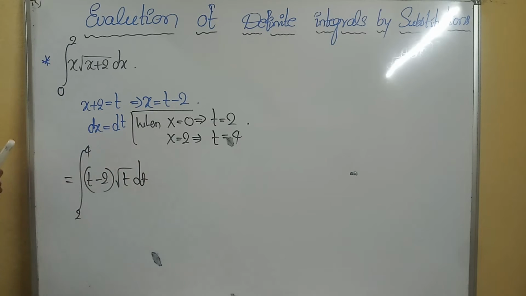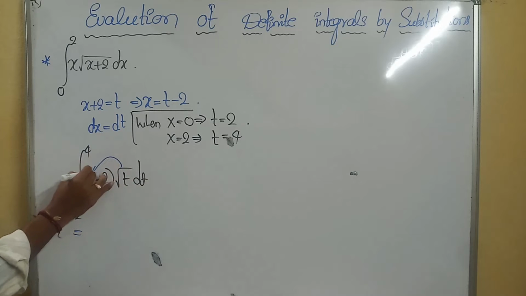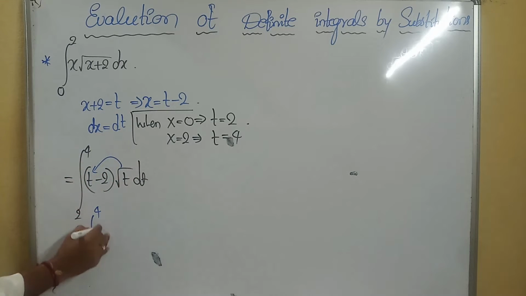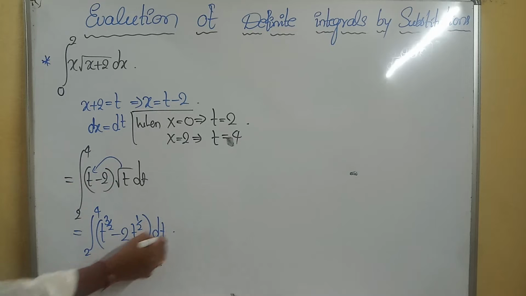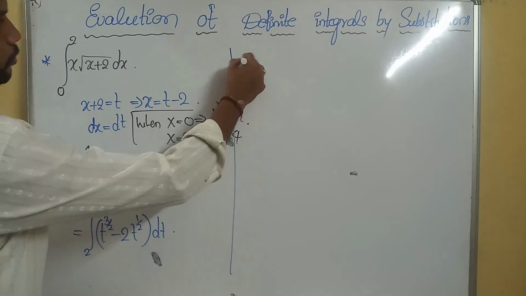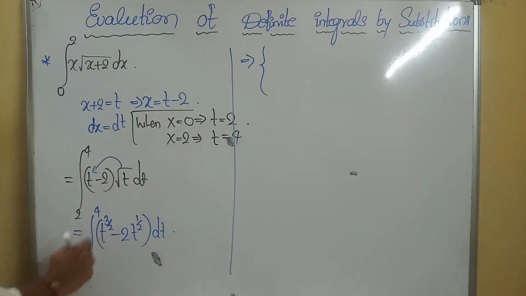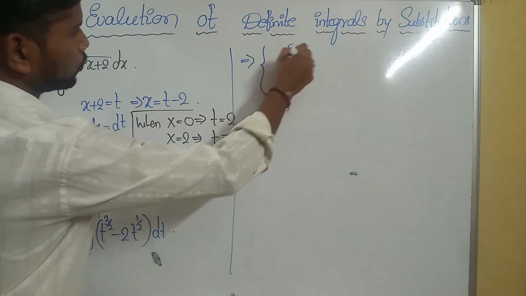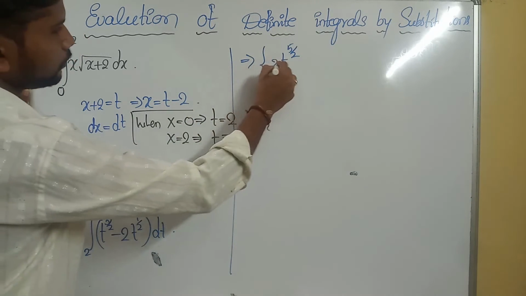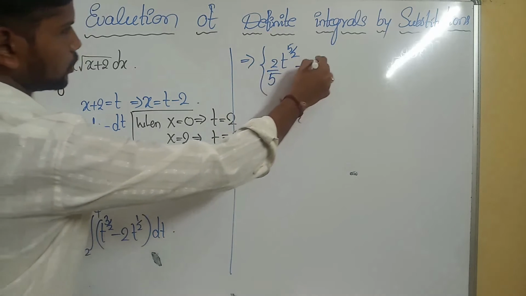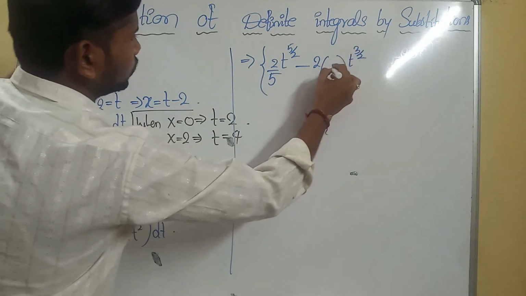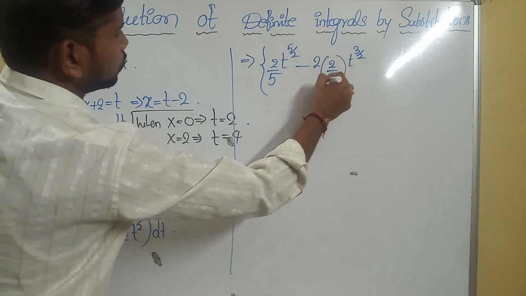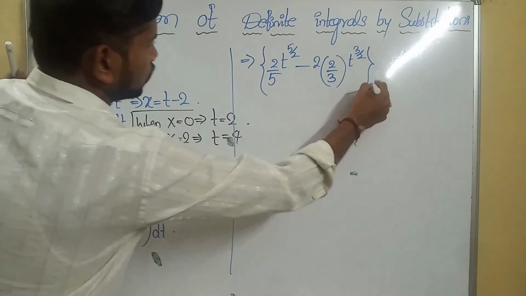I already changed the limits. Now root t is multiplied to t, it is 2 to 4, t to the power 1 plus 1 by 2, which is 3 by 2, minus 2 t to the power 1 by 2. The limits are already changed. Now I need to integrate the terms. What is the integration of t to the power 3 by 2? It is t to the power 5 by 2, 5 by 2 to the denominator, so 2 by 5, minus 2. For t to the power 1 by 2, the integral will be t to the power 3 by 2, 3 by 2 to the denominator, so 2 by 3. The limits are here, the values are 2 to 4.